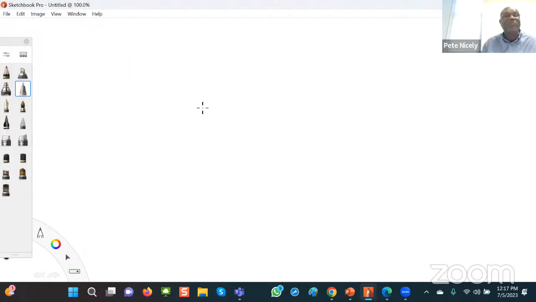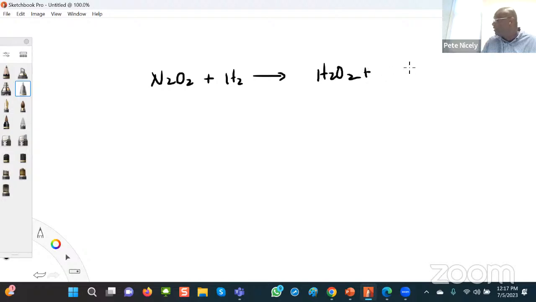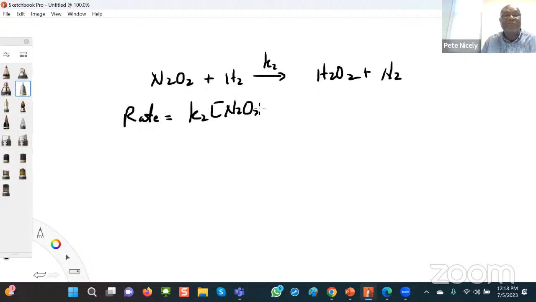It's going to be N2O2 plus H2 to give H2O2 plus N2. So this is the slowest step. It's the rate determining step. And the rate constant for this step is K2, all right? So since the overall rate is equal to the rate of the slowest step, I'm going to write down that rate of the reaction will be equal to the rate of the second step, the slowest step, the rate determining step, which will be equal to K2 times the concentration of N2O2 times the concentration of H2, all right?